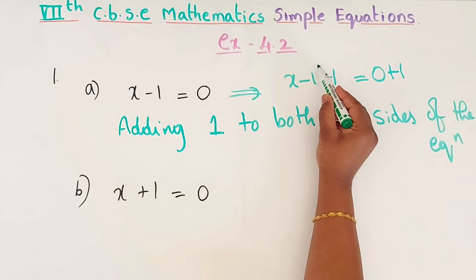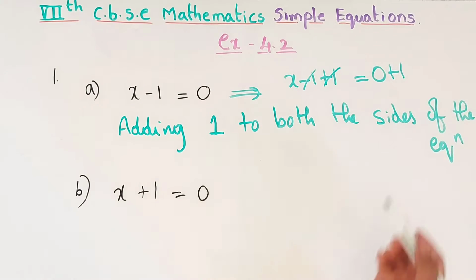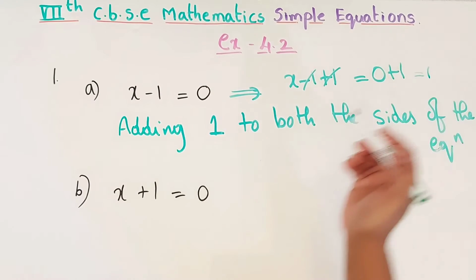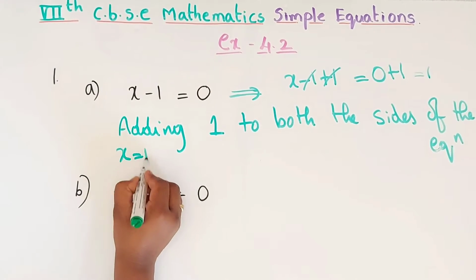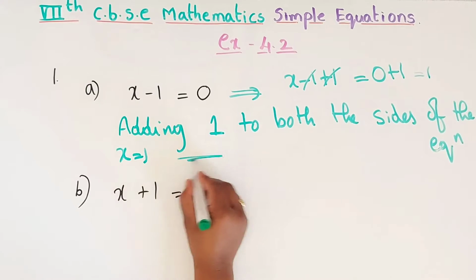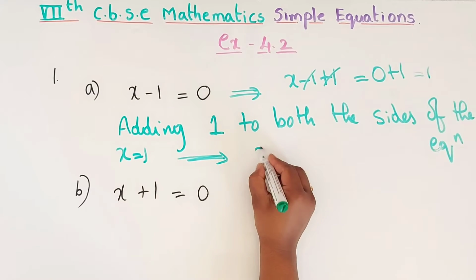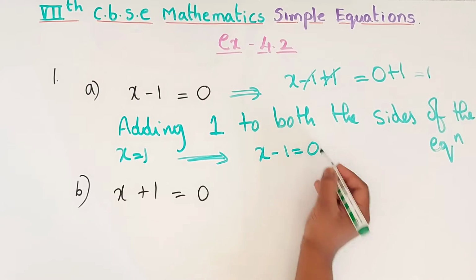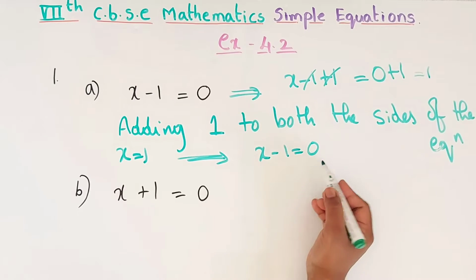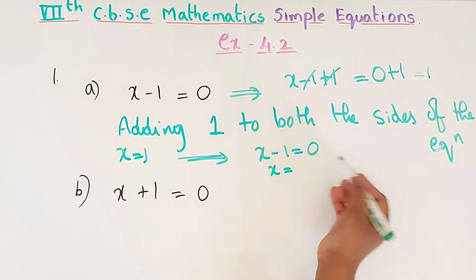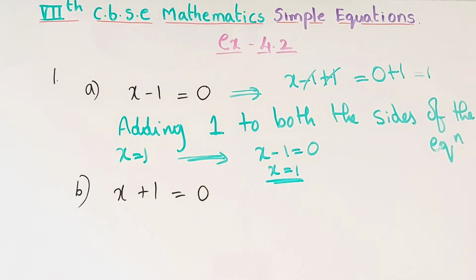Correct, children? Here minus 1 plus 1 will get cancelled. 0 plus 1 equal to 1. So what is x value? It is 1, children. Right? Otherwise you can do like this also directly. x minus 1 equal to 0. If you send negative 1 to right hand side, it will be positive 1. x equal to 1. Correct, children?